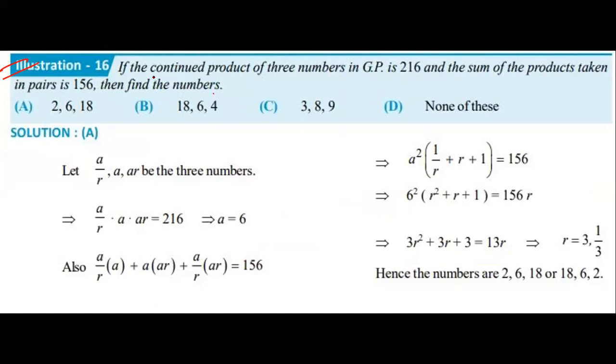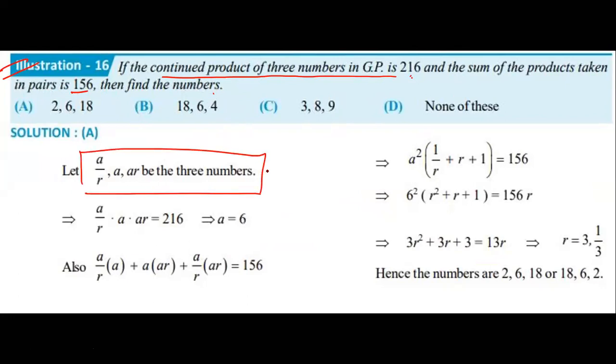See, dear students, the continued product of the first three numbers in GP is 216. And the sum of the products taken in pairs is how much? 156. And find the numbers. Choosing three numbers, how to choose three numbers? This one I told you. In GP, a by r, a, ar. How to choose four numbers? That's also very important here.